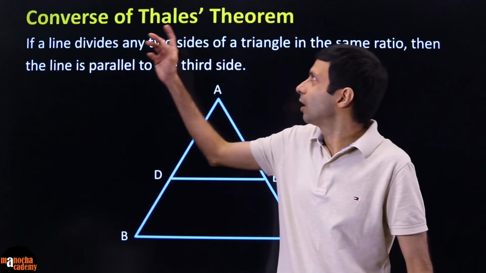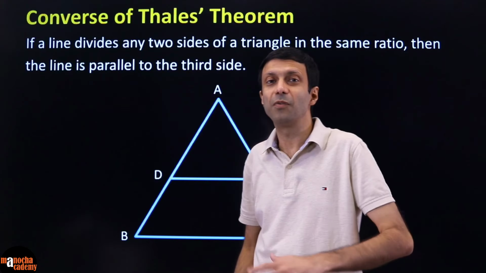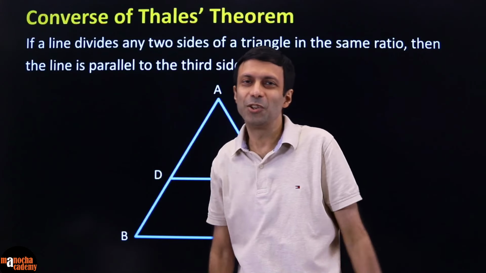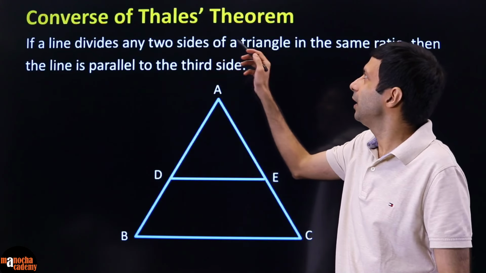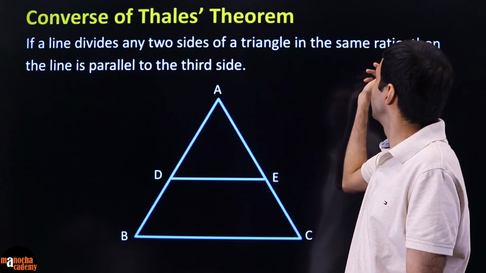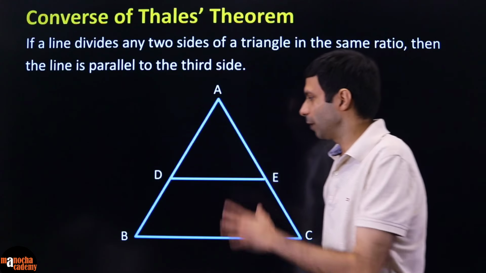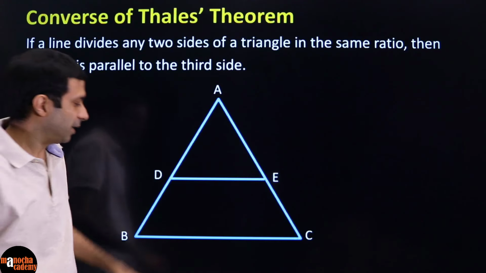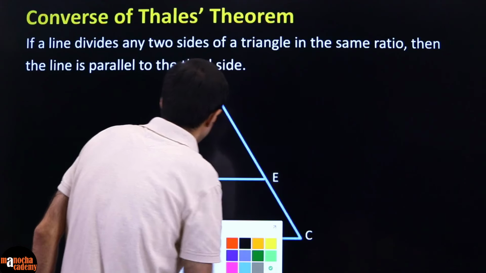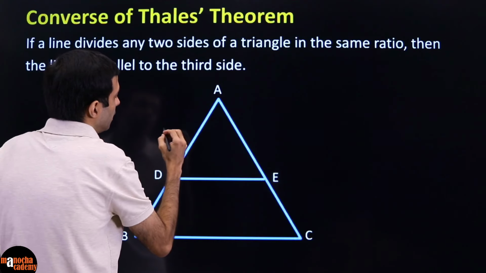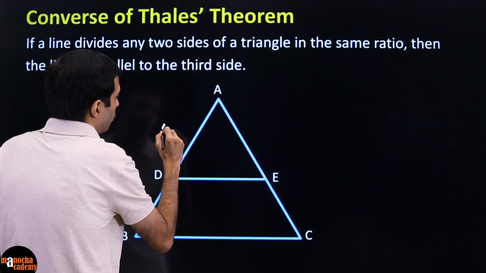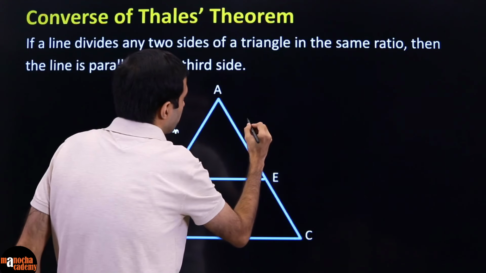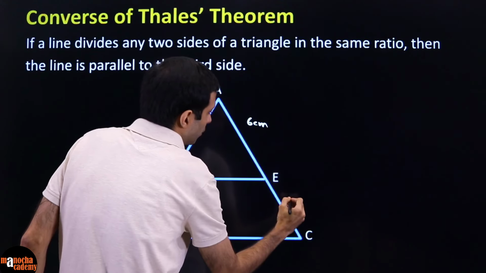Now let's talk about the converse of Thales theorem. What is the meaning of converse? Converse means the opposite. It's like sort of reversing the theorem. So what do we say here? If a line divides any two sides of the triangle in the same ratio, that means this time what is given to you, let's say you have a line DE and it is dividing these two sides in the same ratio. So let's say this time this length is 4 centimeter and this is 2 centimeter, and here we have something like 6 centimeter and 3 centimeter.